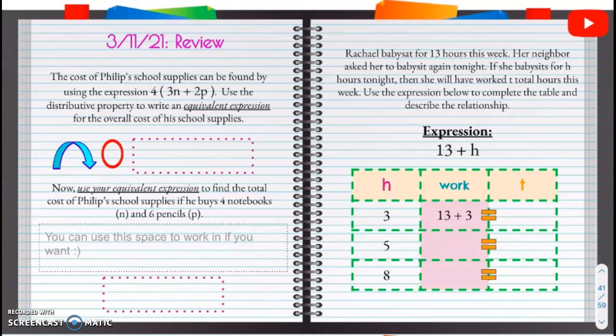All right, our review. So the cost of Phillips school supplies can be found by using this expression, 4 times the quantity of 3n plus 2p. We're going to use the distributive property to write an equivalent expression for the overall cost of his school supplies. So let's do that first.